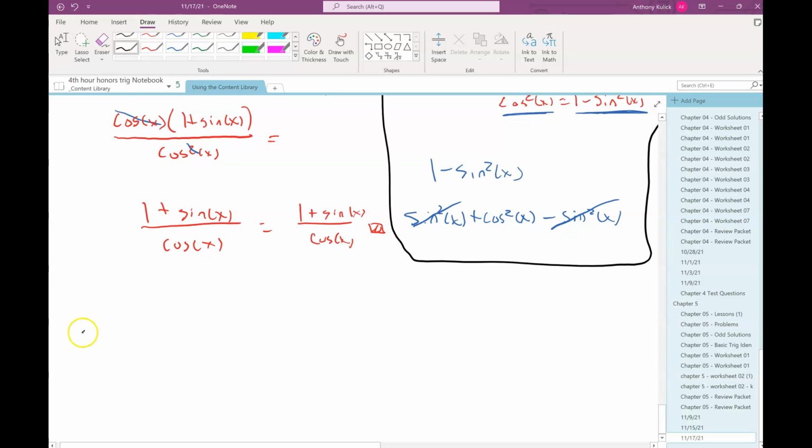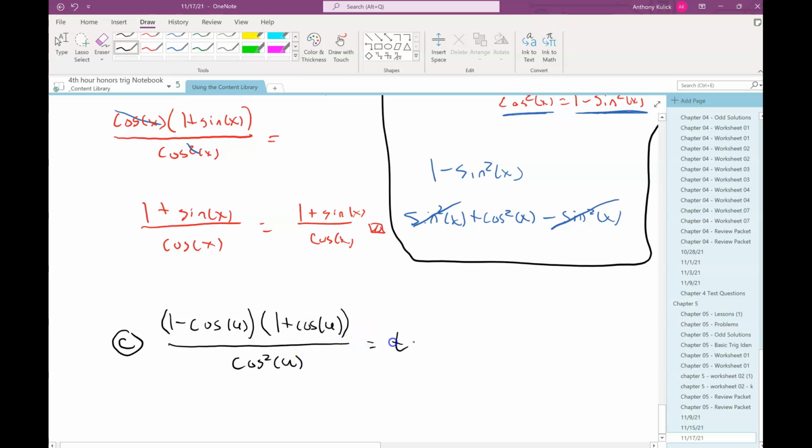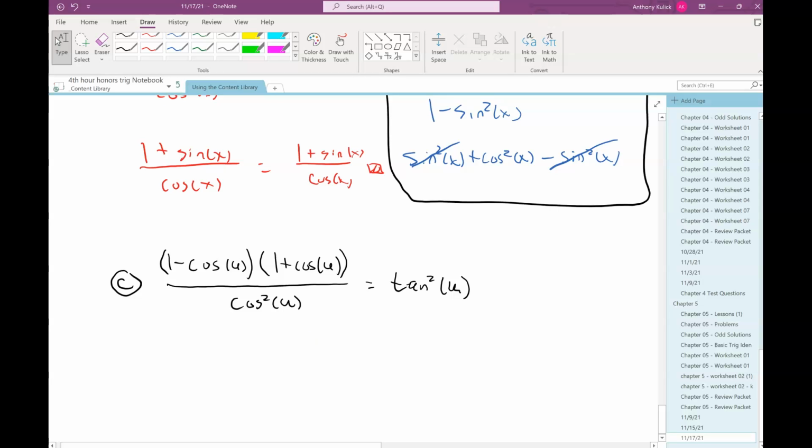Excuse me. Let's do another one. All right. 1 minus cosine u times 1 plus cosine u over cosine squared u is equal to tangent squared u.